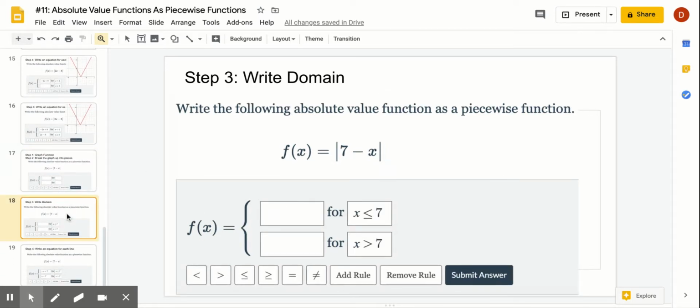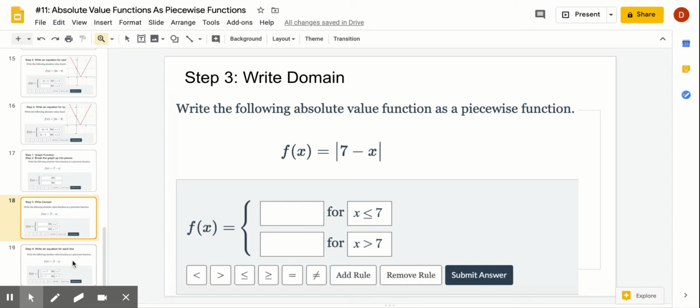You should see that the domain changes exactly at 7. So you are going to have the cutoff be at 7. Make sure that, just like we talked about before, you have one inclusive domain and one non-inclusive domain. For this one, I flipped it. I made the inclusive domain in the first one. It doesn't matter which one you do as long as one is and one isn't.